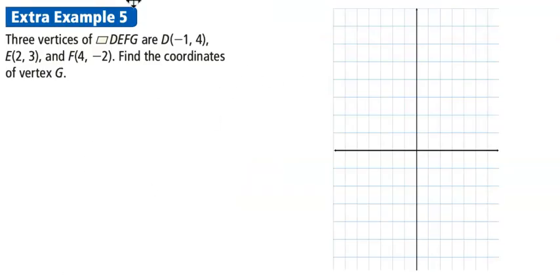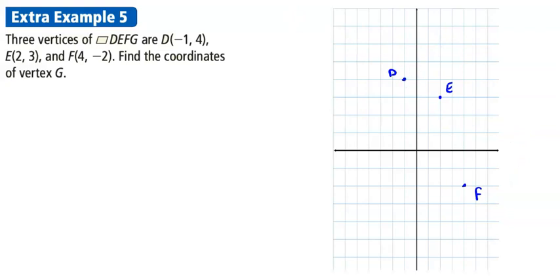All right, I'm going to throw one more example in here so you guys can look at this one. D is negative 1, 4. So 1, 2, 3, 4. Here's D. E is 2, 3. 1, 2, 1, 2, 3. Here's E. F is 4, negative 2. 1, 2, 3, 4. 1, 2. Here's F. And then find the coordinates.